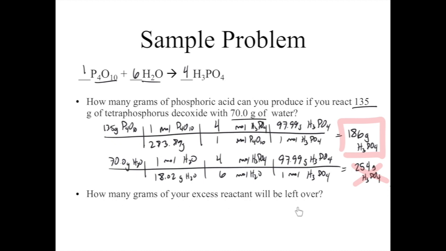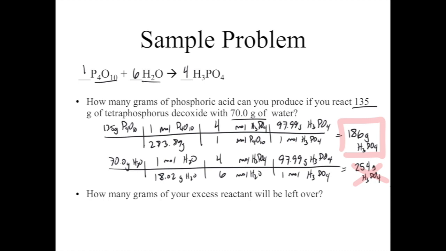Now let's take a look at this follow-up question. How many grams of excess reactant will be left over? Well, we know that the P4O10 is the limiting reactant and the excess reactant is the H2O. And we're trying to figure out how much would be left over. Well, I had 70, but I'm not going to use all 70. So this is actually pretty simple.